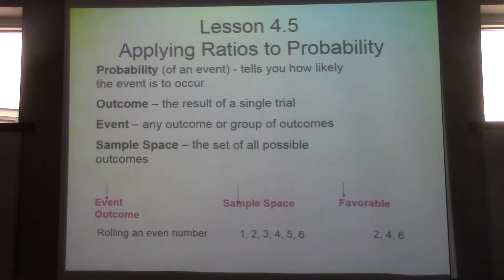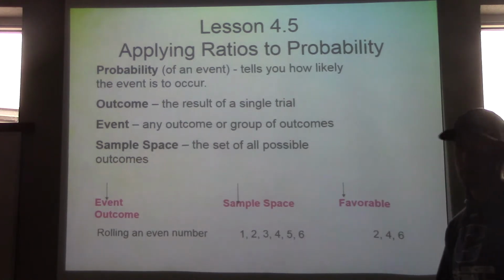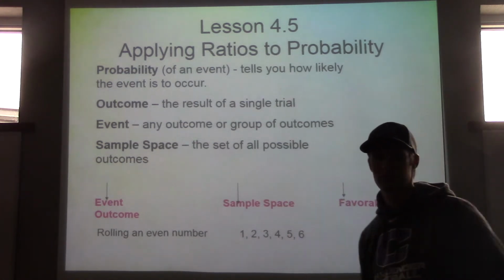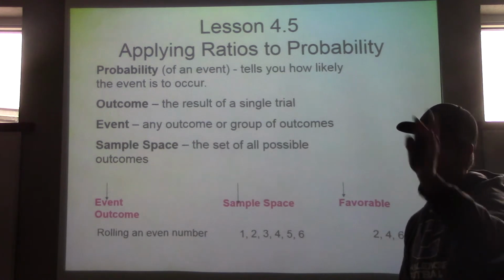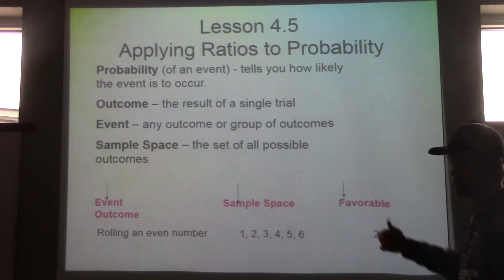Morning class, we're going to go over section 4.5, applying ratios to probability. So probability is the likelihood that an event will occur, such as when it will rain today. What's the chance of you winning the lottery? What's the odds of you going to college? So outcome is the result of a single trial.